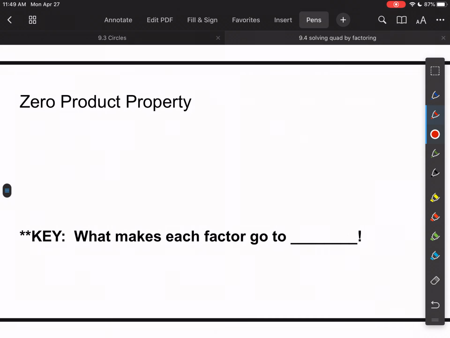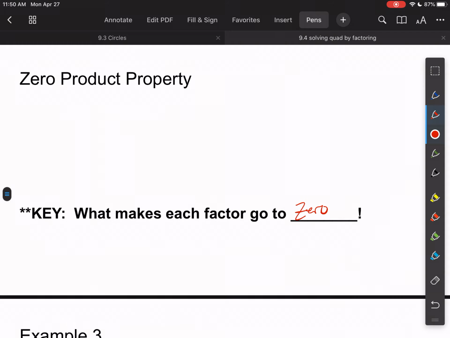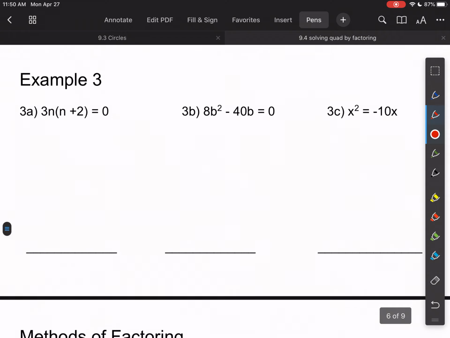The zero product property, we mentioned this one as well, is what makes each factor go to 0. This is the reason we factor, you guys, because when we factor, we can create something that we can look at very quickly and determine where the zeros are. So that's one of the big reasons we factor.